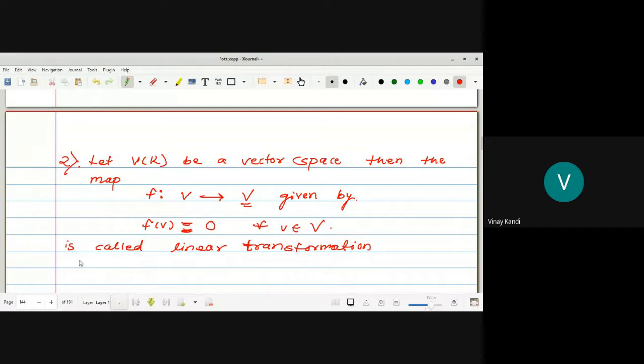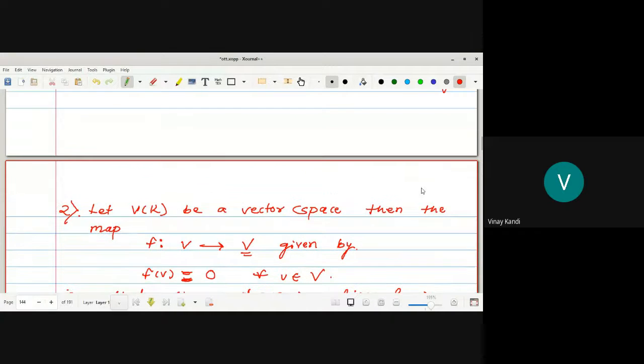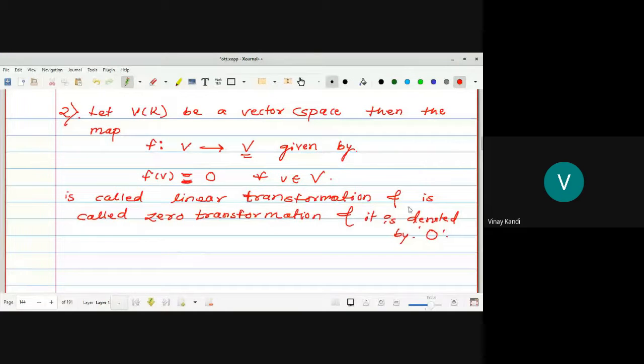This mapping is also called a linear transformation, and it's called the zero transformation, denoted by 0. So the identity mapping is always a linear mapping, and the zero mapping or zero transformation is also a linear transformation.